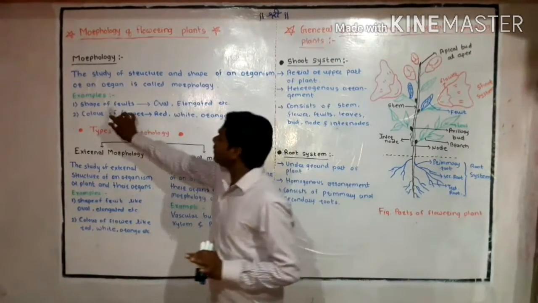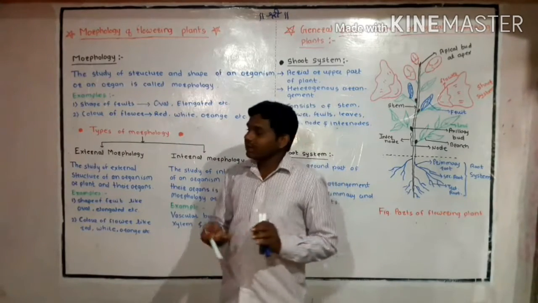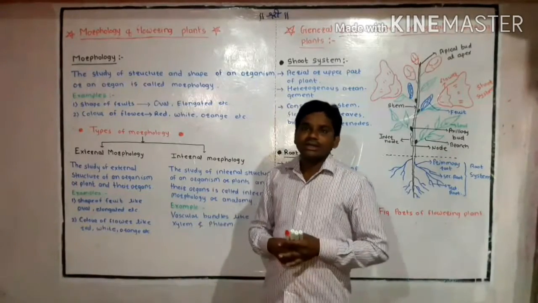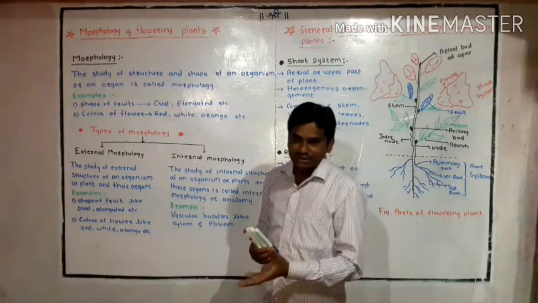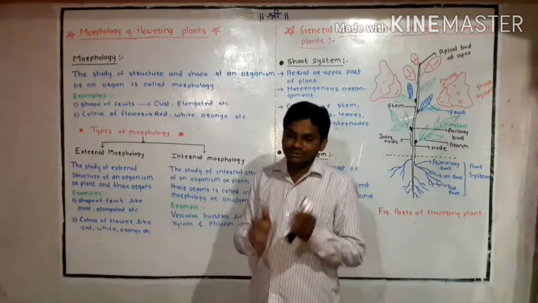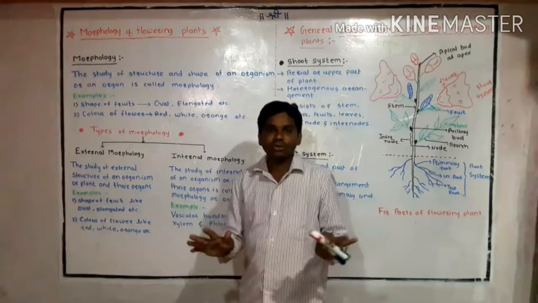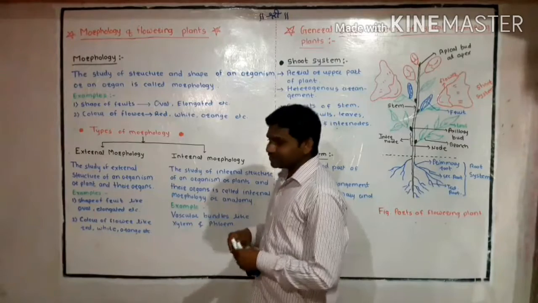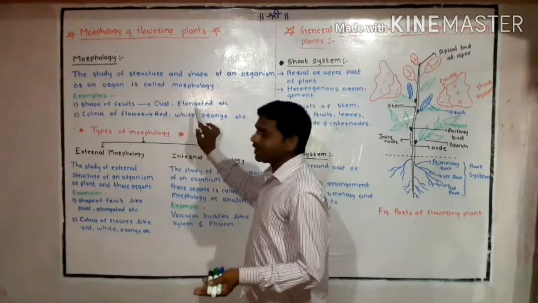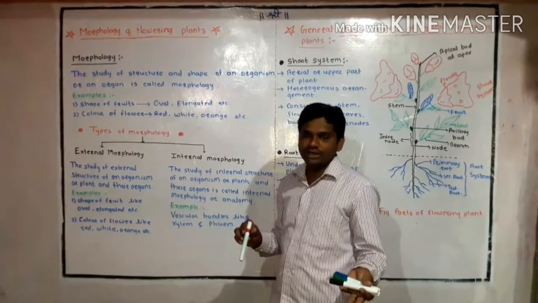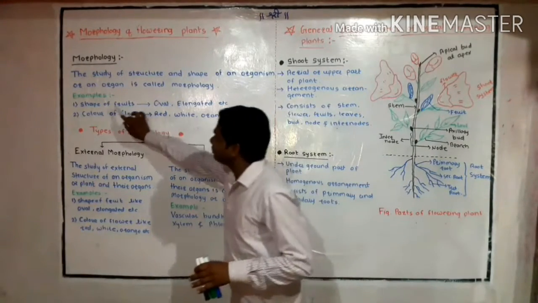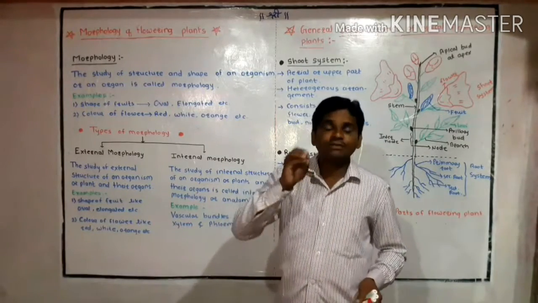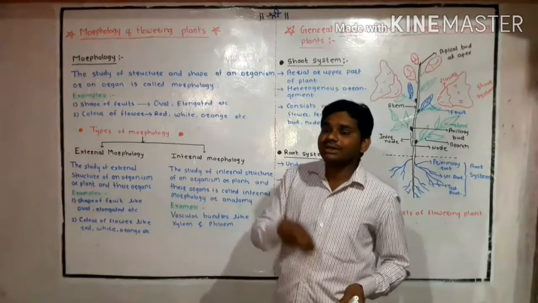For example, the shape of fruit. There are different types of fruit, like banana and orange. Different types of fruits are available in the universe. Do all the fruits have the same shape? No, never. Different types of fruit have different shapes. That shape may be oval, elongated, or any other shape. The shape of the fruit is an external feature or external character of that fruit or plant.